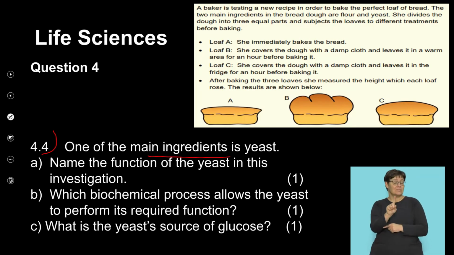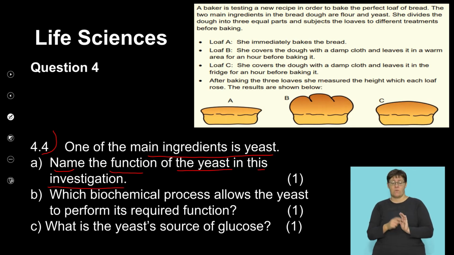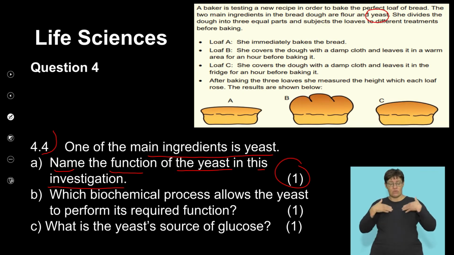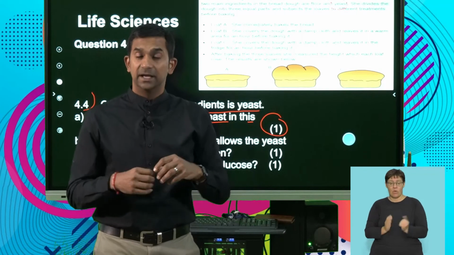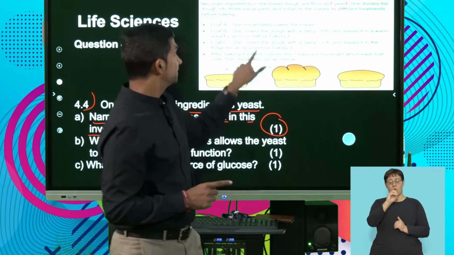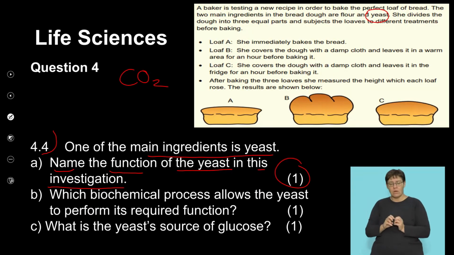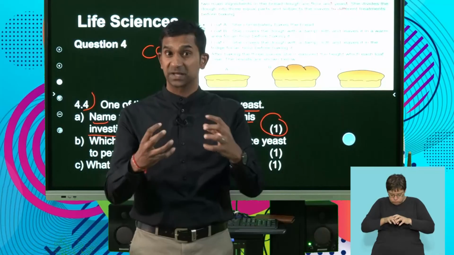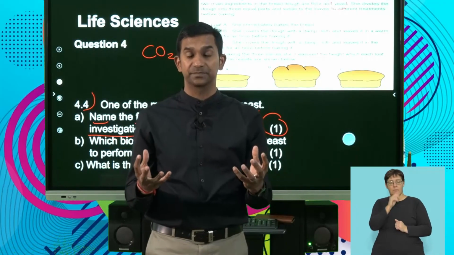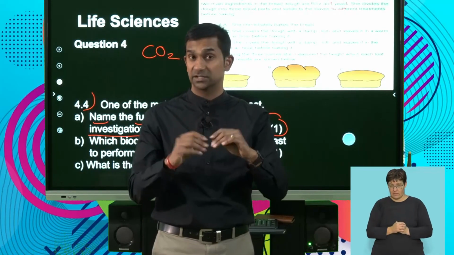One of the main ingredients is yeast. Name the function of yeast in this investigation, and that's a 1-mark question. So guys, the main ingredient having yeast in the experiment is to ensure that the process of cellular respiration takes place. During cellular respiration, we know that carbon dioxide is produced. When we bake bread, the carbon dioxide is released, and that is what causes the dough to swell up. And that is what makes the bread fluffy and moist.